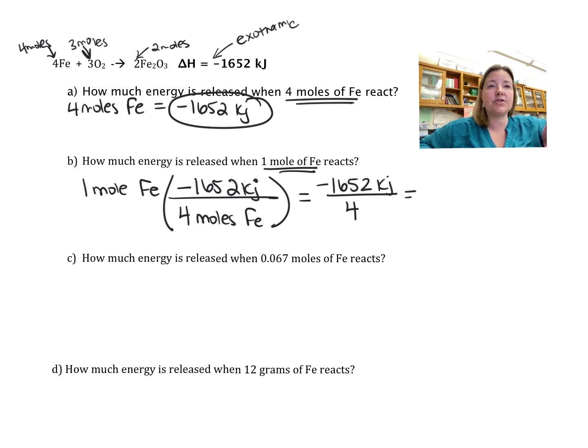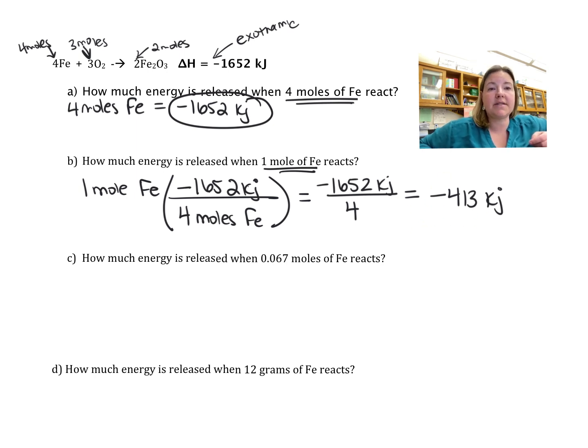If you look at this, this shows that basically what we have to do is take 1,652 and divide it by 4, because 4 moles makes that much, so we need to figure out how much just 1 mole makes. When we do that, we find that we are going to release 413 kilojoules of energy.